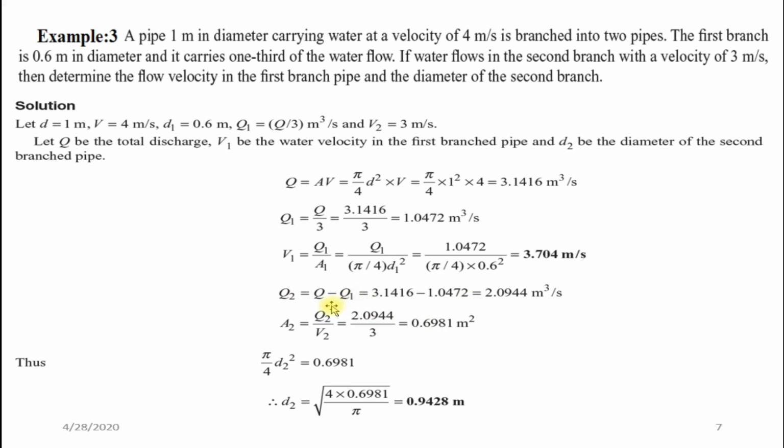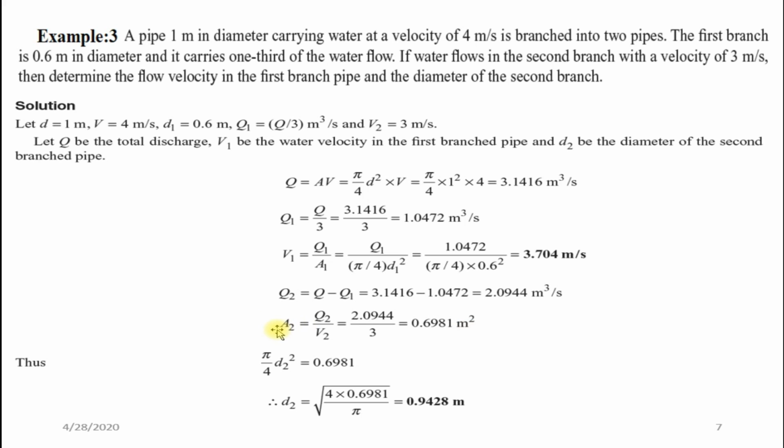So once you get Q2, you can go for the A2 V2 equation. Q2 is equal to A2 V2. Find out A2, 0.6981 meter square.